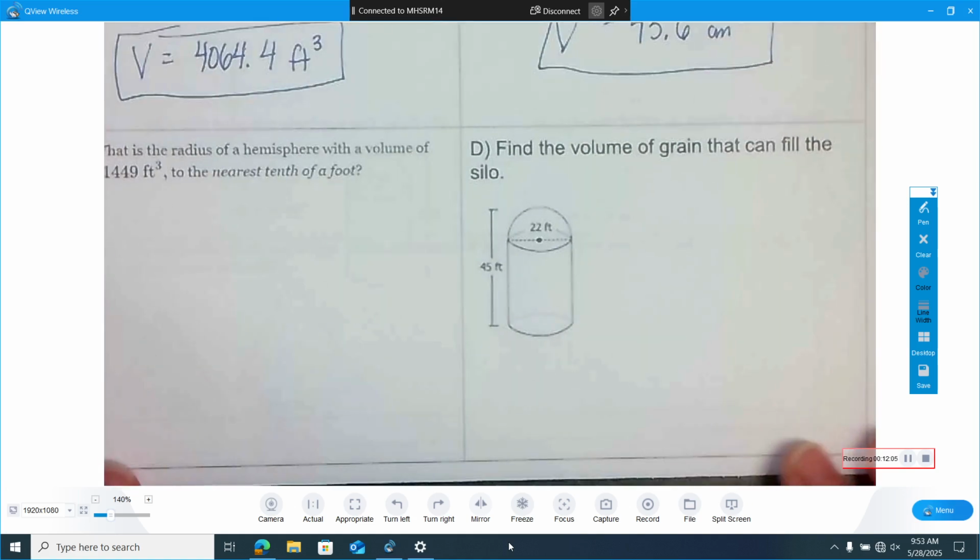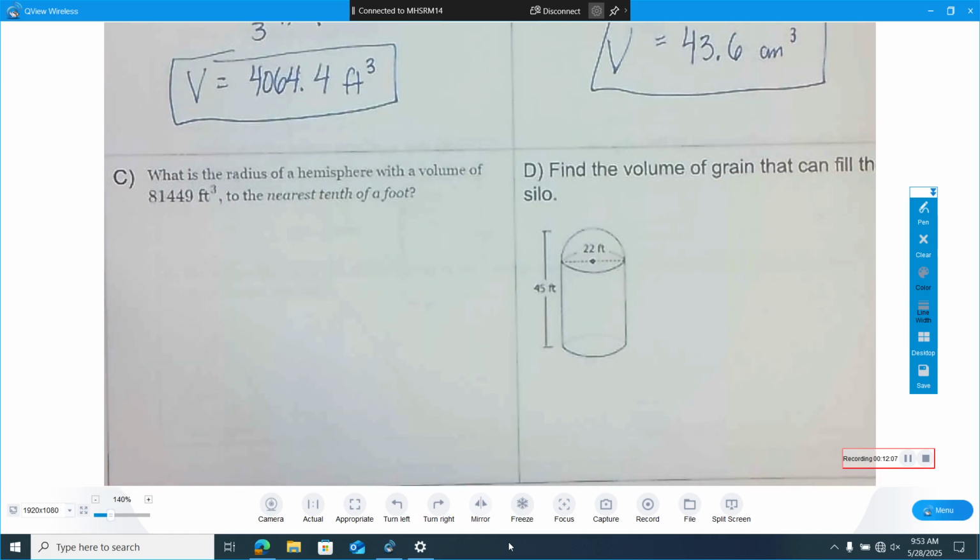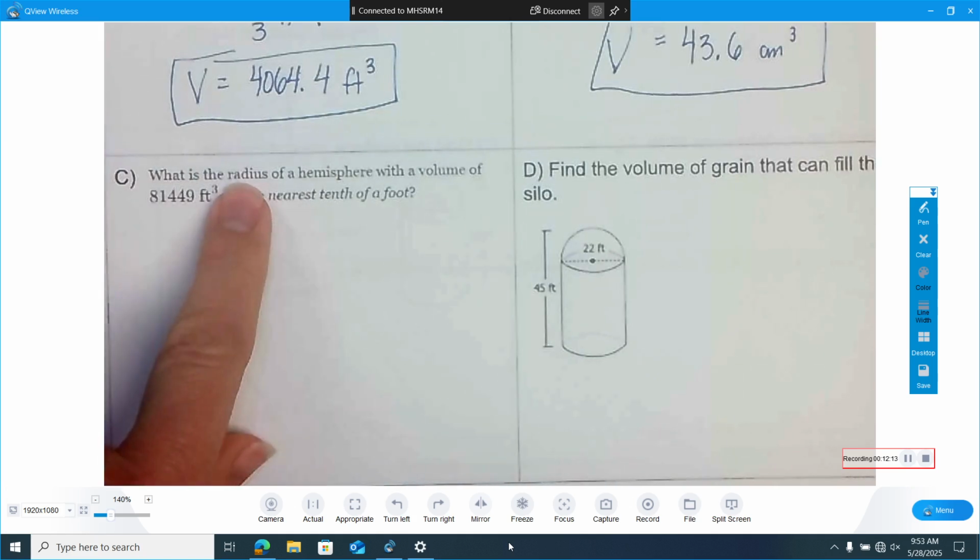All right, letter C. What is the radius of a hemisphere? Ooh, interesting. What is the radius? What are we trying to do here?